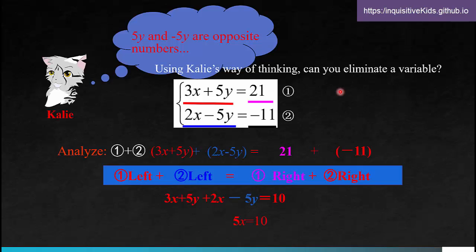So she's saying that 5y and negative 5y are opposite numbers. In this way, this is important, because by adding them, we can cancel out positive 5y and negative 5y, resulting in x = 2.